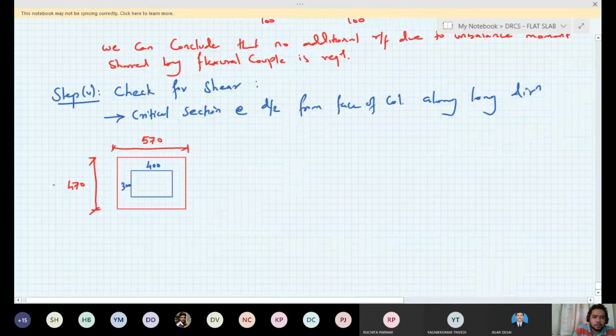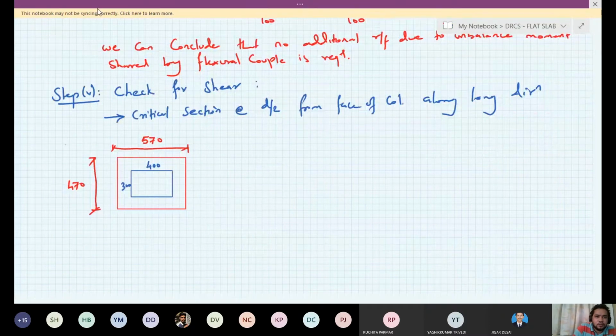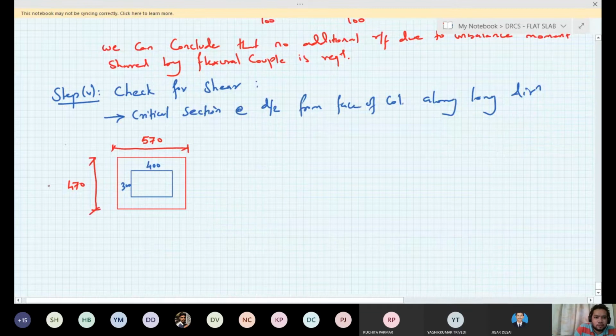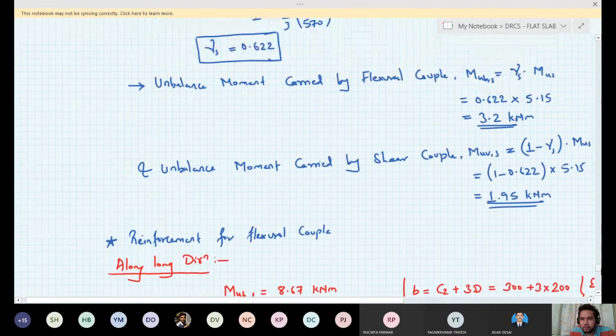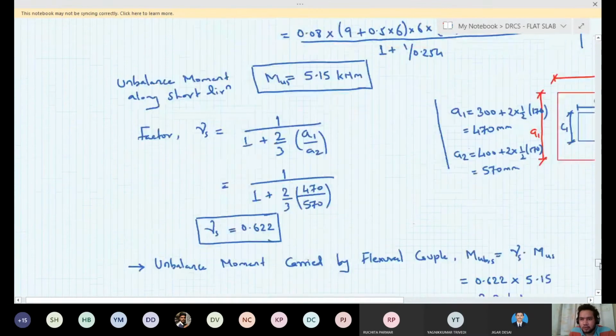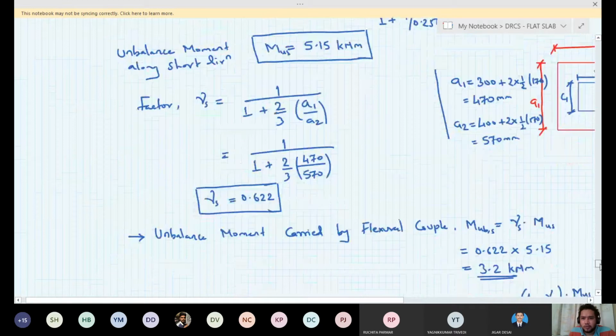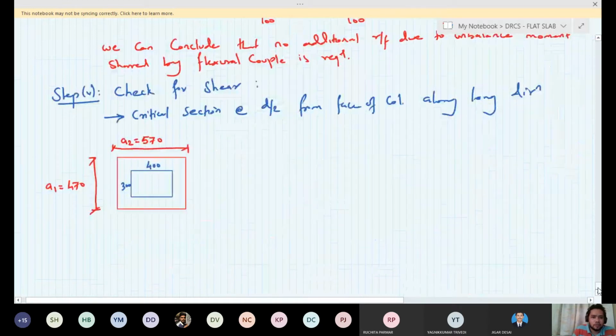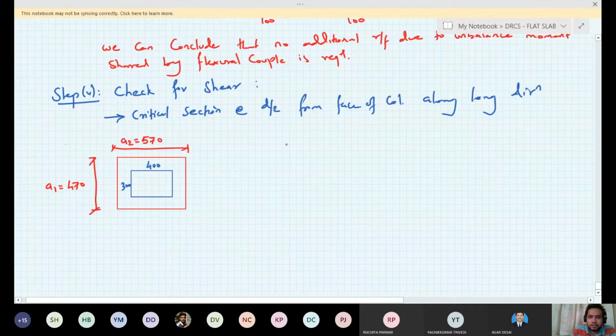So this is your actually A1, and this is, oh, I think I made some mistake. Along short direction, A1 is 470, and A2. So let us first find the permissible stress.